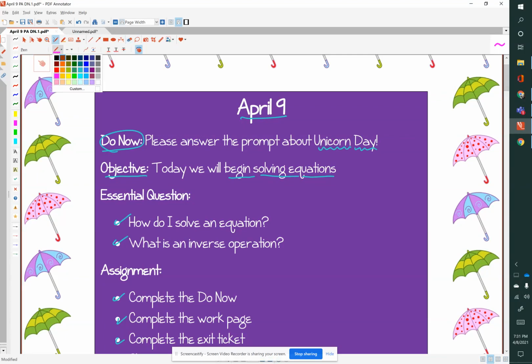And we're going to start today with our Do Now, where we celebrate National Unicorn Day. Our objective will be to begin solving equations, and our essential questions are, how do I solve an equation and what is an inverse operation?